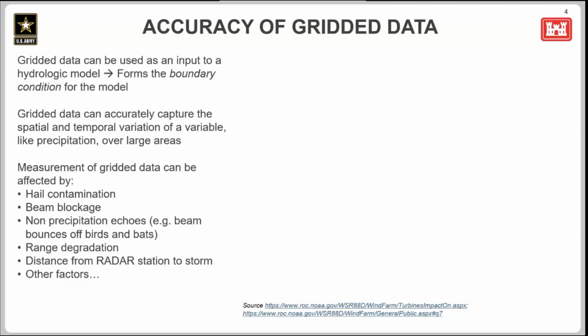A good example of this is in mountainous regions where you have orographic effects. You might have rainfall on one side of a mountain, but not on the other side of a mountain. And so the side of the mountain that didn't get rain, if there was a radar station there, it might not pick up that storm.